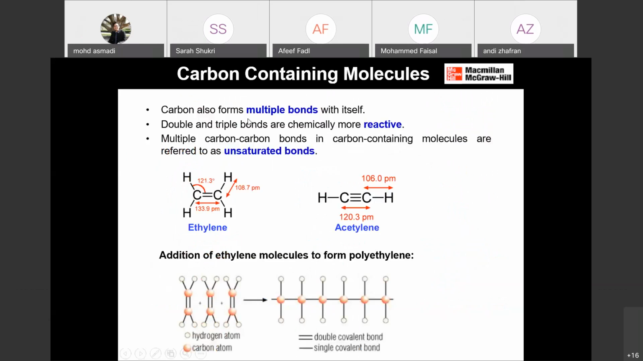So carbon also forms multiple bonds, by itself double and multiple bonds, which are chemically more reactive. Multiple carbon-carbon bonds in carbon-based molecules are referred to as unsaturated bonds. Look at here, this one is unsaturated. It's quite difficult to cleave these double bonds and triple bonds. Generally, double bonds have a shorter bond length as compared with the triple bond. This one is ethylene and acetylene. We can compare.